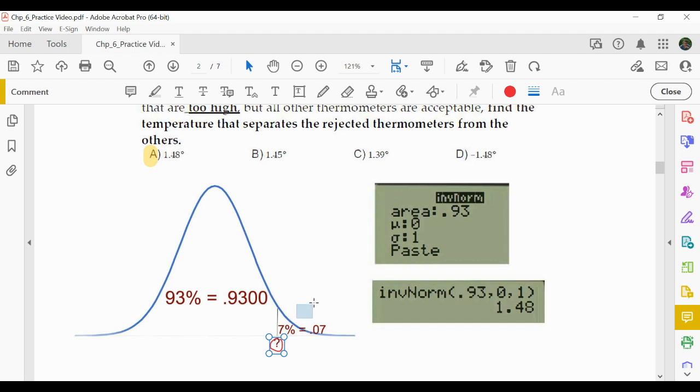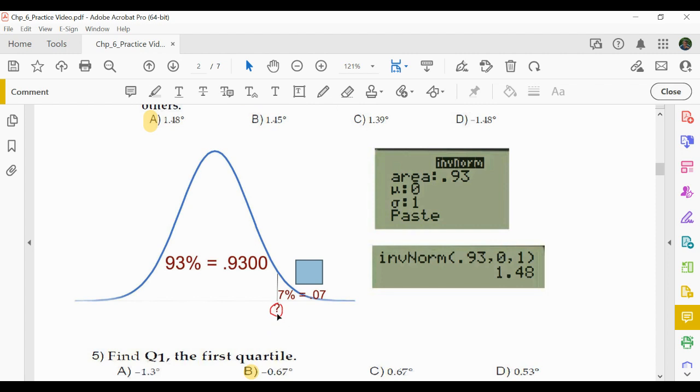Now, this is the region here that has thermometers whose temperature is too high, 7%. Once again, the area that's associated with this unknown z-score that separates the top 7% from the bottom 93%, 100 minus 7 is 93%, expressed as a decimal 0.9300, is here to the left. This area in white here is 93%. All you need to do is put in 0.93. If you get inverse norm, it's a standard normal. Mean is 0. Standard deviation is still 1.